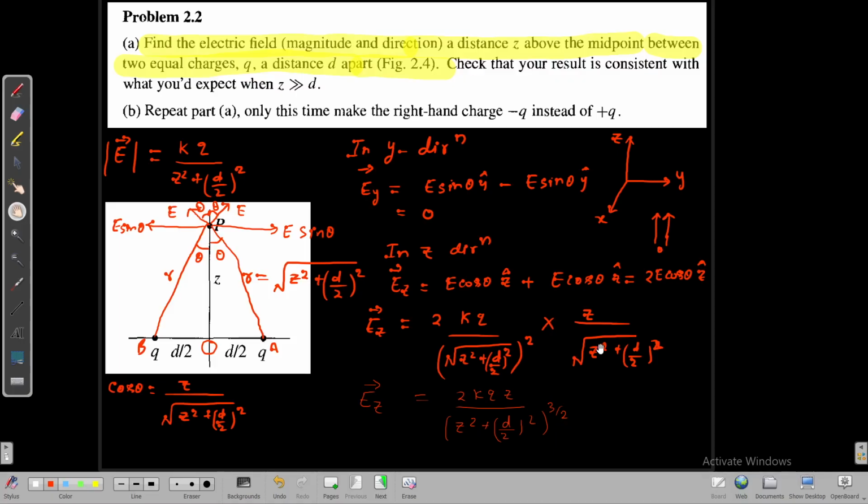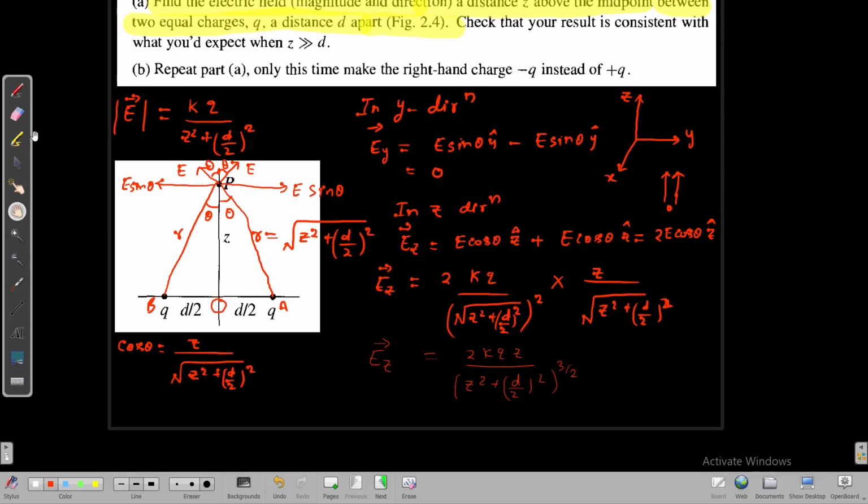So what will be the electric field? The electric field E vector will be Ey vector plus Ez vector. Now Ey vector is 0, so it will be simply this one. Fine.